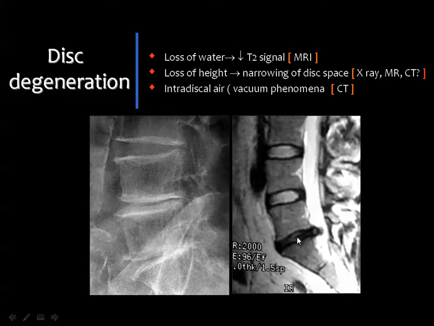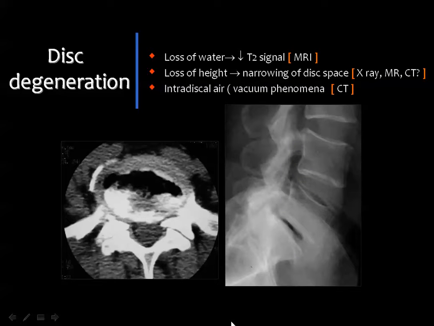There is loss of signal, there is loss of height, and there is extension of the disc inside the spinal canal, which means that it is developing or has developed a bulge or herniation. Then the development of intradiscal air, which is known as vacuum phenomenon, means that there is advanced degeneration. This can be seen by plain X-ray, and it can also be seen by MRI and CT.